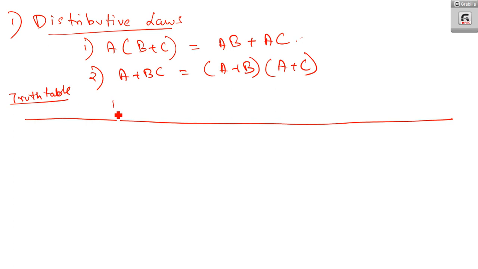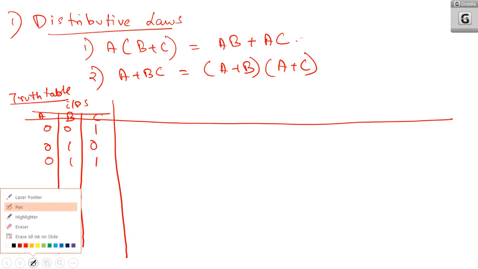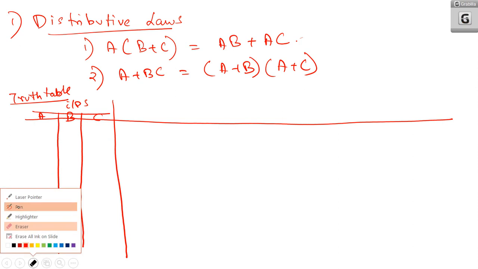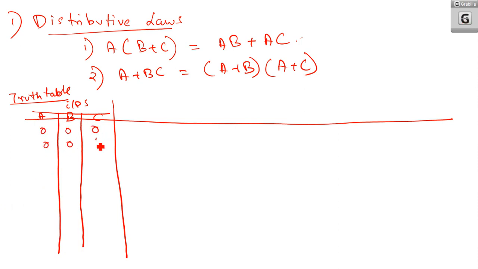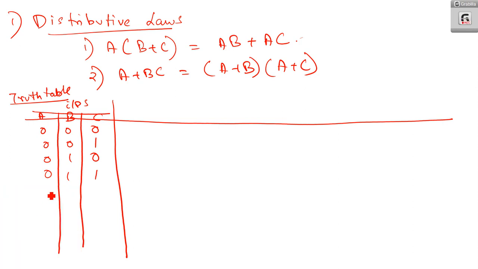So first, I am having three inputs. The inputs are A, B and C. So 0 0 0, 0 0 1, 0 1 0, 0 1 1, 1 0 0, 1 0 1, 1 1 0, and the last one is 1 1 1. Okay, so these are the inputs.